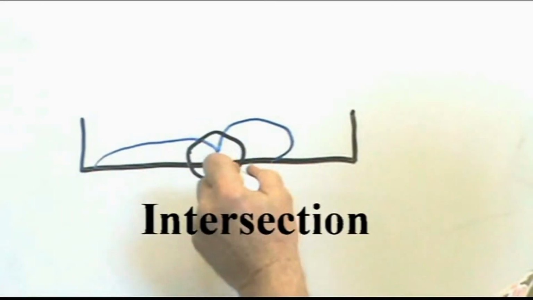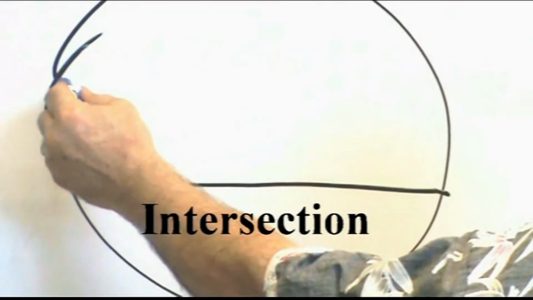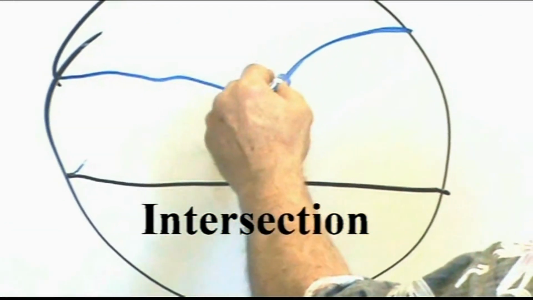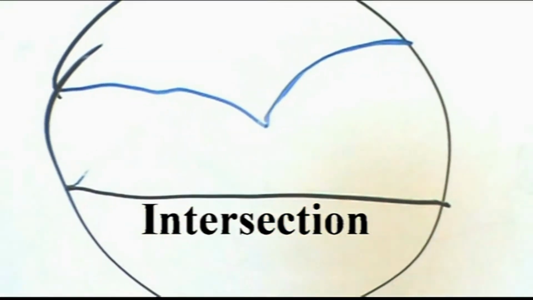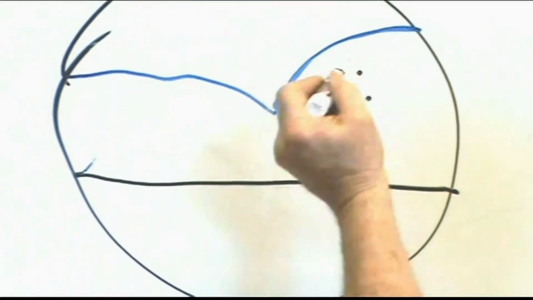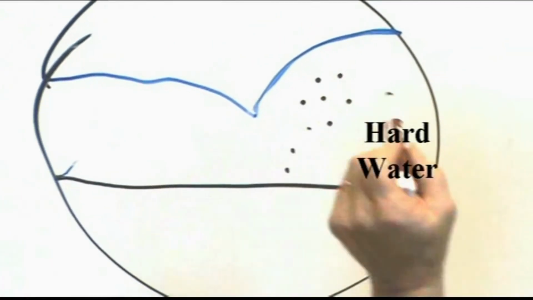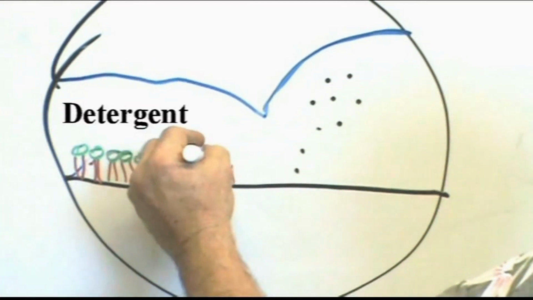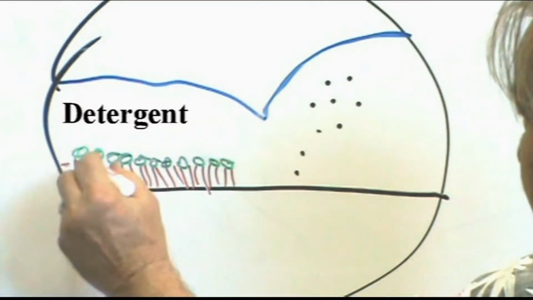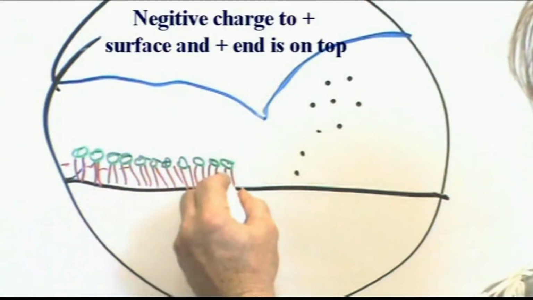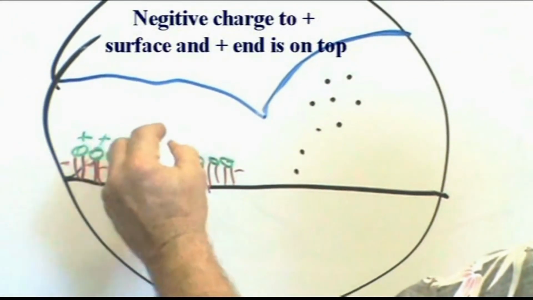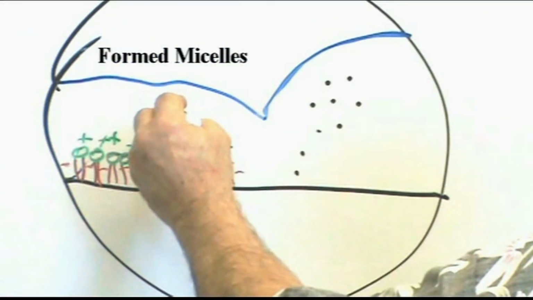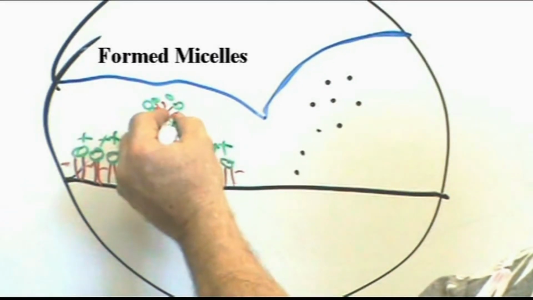I will enlarge the side view of this intersection. The negative charge will face toward the surface, and the positive charge will be the top layer. Above that will be the suspended micelles.